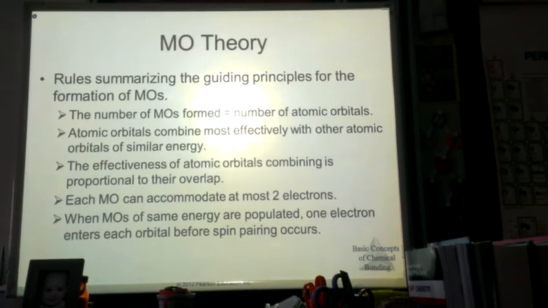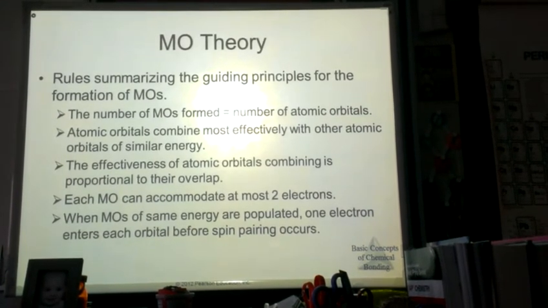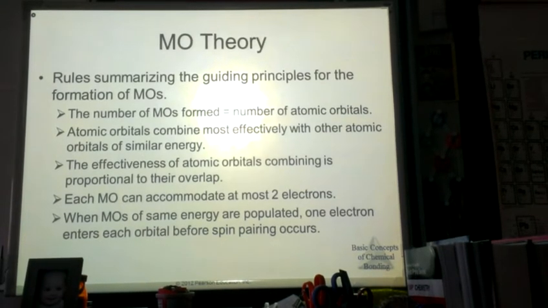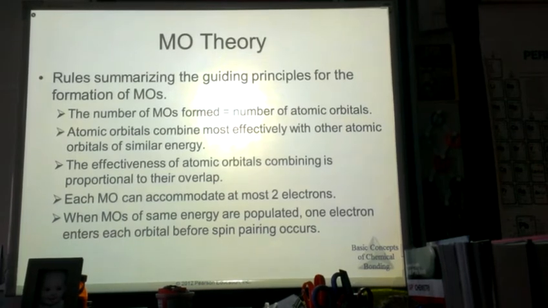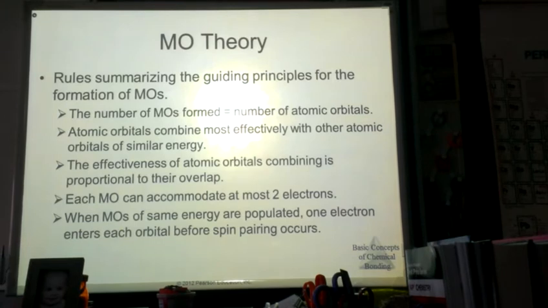The second one says atomic orbitals combine most effectively with other atomic orbitals of similar energy. So usually I have to think about what's happening in the 1s, what happens in the 2s, and then we're going to separate 2p because we're going to get to that tomorrow together. So atomic orbitals we think about on more of an even keel, at a degenerate level.